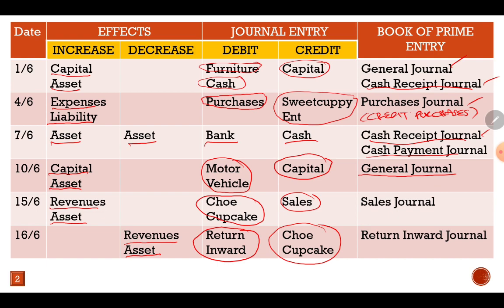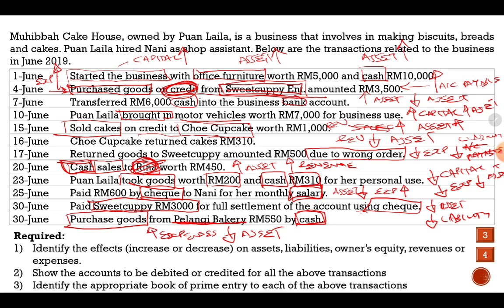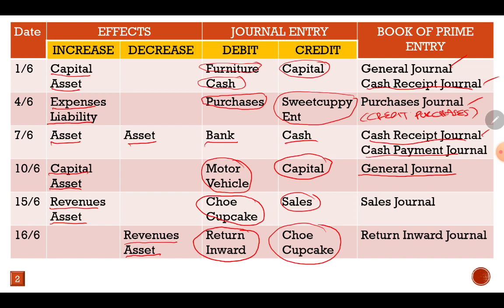Okay, on the 15th of June, Soul Kicks on Credit. Bila Soul Kicks on Credit, kita akan record dalam sales journal, because this one is credit sales. Kalau cash sales, kita akan record dalam cash receipt journal. Apa-apa yang berkaitan dengan cash, kita akan record dalam cash receipt journal atau cash payment journal. Kalau cash purchases, kita akan record dalam cash payment journal.